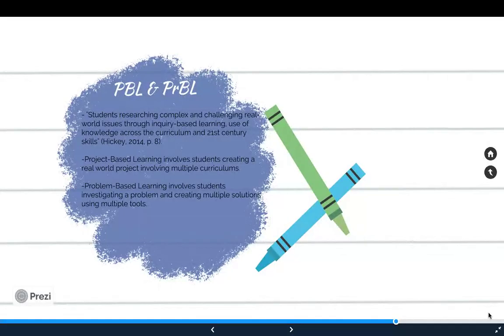Project-based learning should be where students are researching complex and challenging real-world issues through inquiry-based learning, use of knowledge across curriculum, and 21st century skills. Project-based learning involves students creating a real-world project involving multiple curriculums. Problem-based learning involves students investigating a problem and creating multiple solutions while using multiple tools.